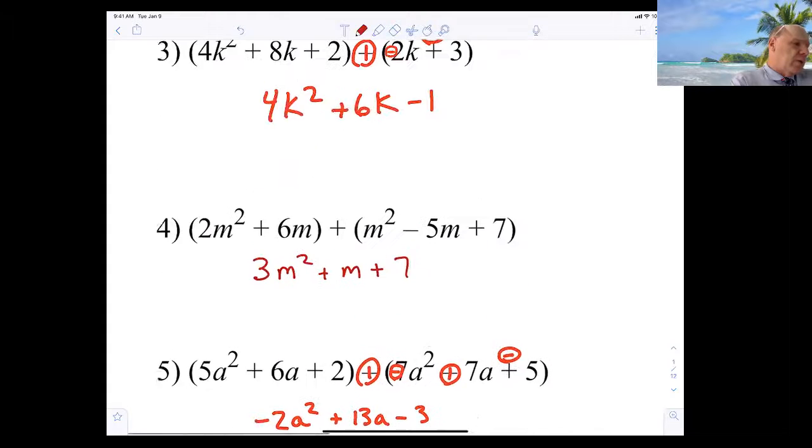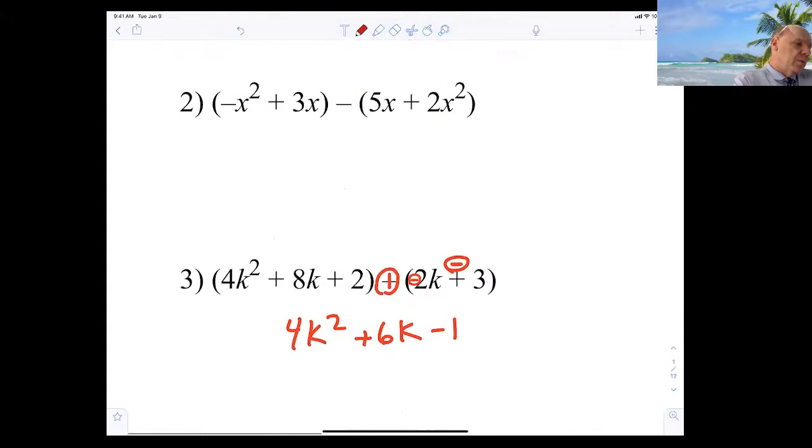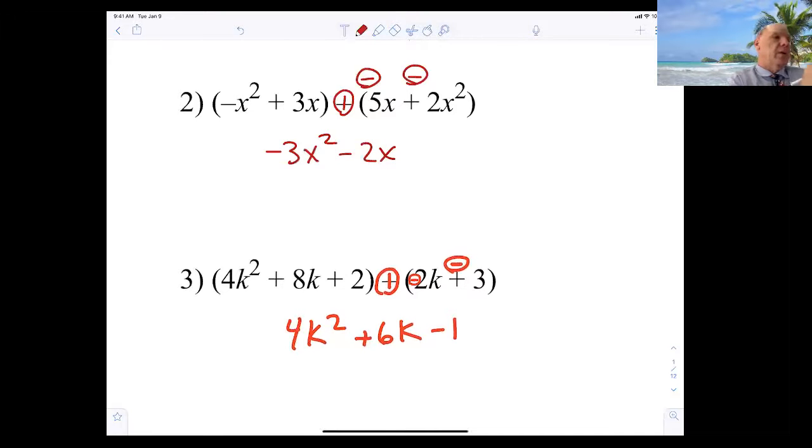And then last one. Whoa, whoa, whoa. Don't forget, change the signs first. Plus, negative, negative. Okay, now tell me the answer, Tucker. -3x squared minus 2x. Now, the point of these 72 problems is you're just practicing what? The rules. Practicing the rules.